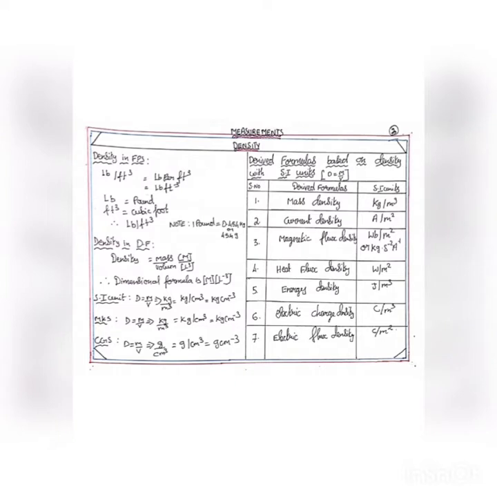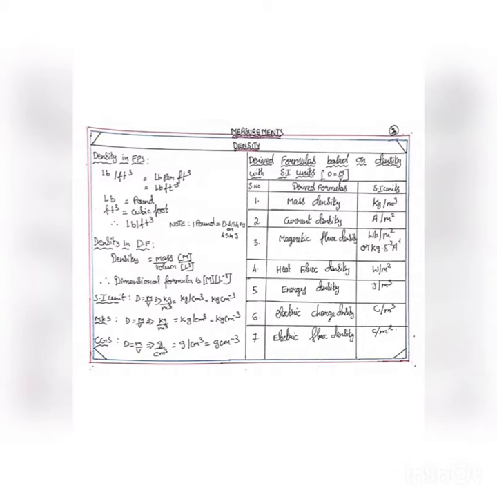Now let us learn about density in several systems. Density in FPS: lb by cubic feet, or lb per cubic feet, or lb ft to the power minus 3. lb is equal to pound, ft cube is equal to cubic feet. Therefore, lb by ft cube. Note, 1 pound is equal to 0.454 kg or 454 gram.